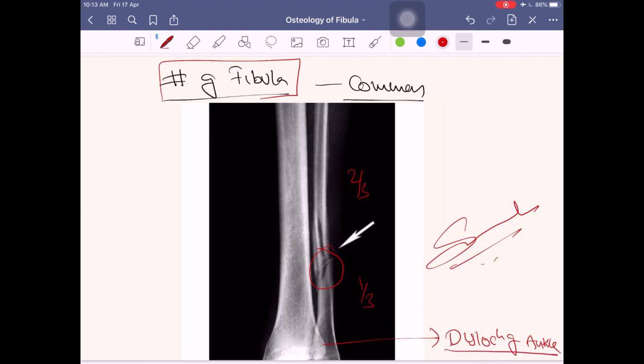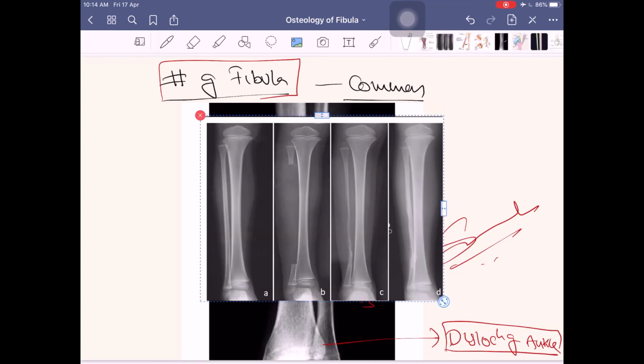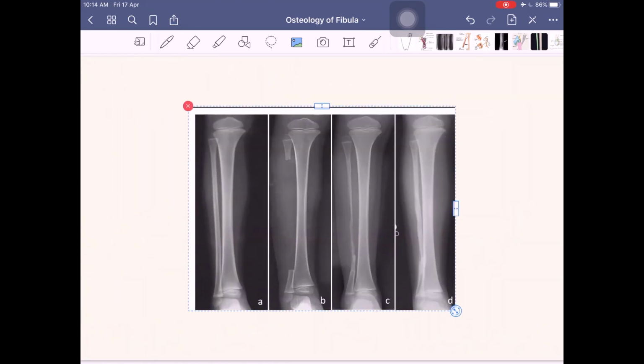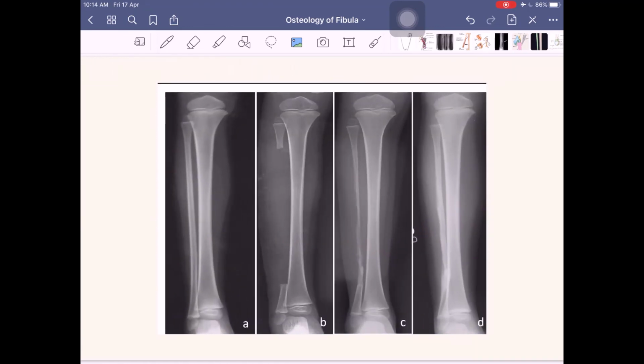I have one more figure, I think, where we can see the growth of the bone, you can see in this particular figure. So let me take this figure to the next page. Now here you can see what has been done. In figure A, the normal fibula is there.